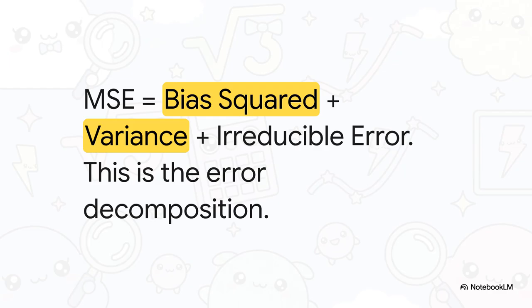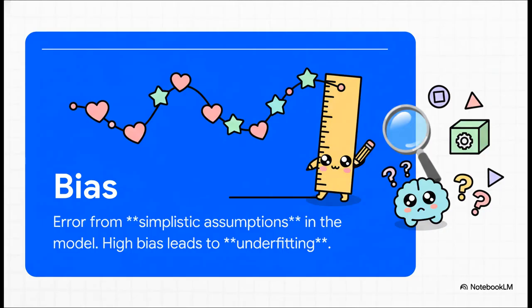First up, we have bias. Think of this as the error from a model that's just too simplistic. It makes rigid assumptions and completely fails to capture the true, complex patterns in the data. We call this underfitting. It's like trying to describe a winding road using only a short, straight ruler.